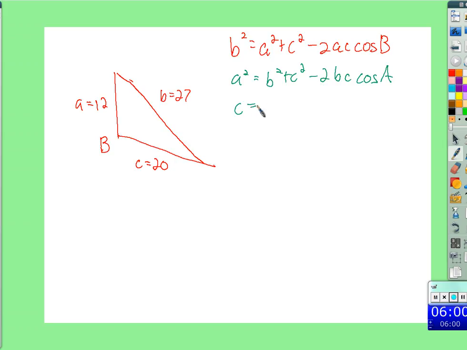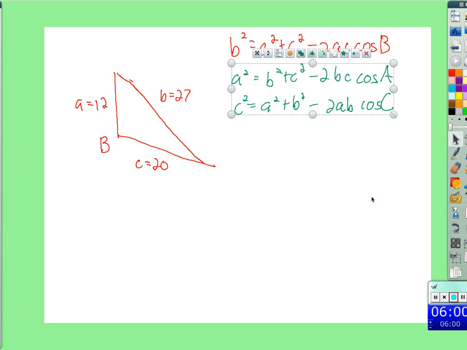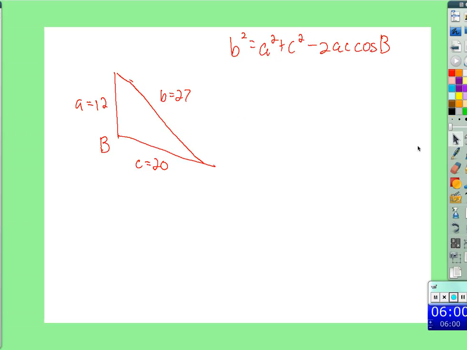Same thing with c. c squared equals a squared plus b squared minus 2 times a times b times the cosine of c. Okay, so it'll always be set up in the same way. We just change the names. I'm just going to go ahead and plug those in and solve for b. Okay? Go for it.